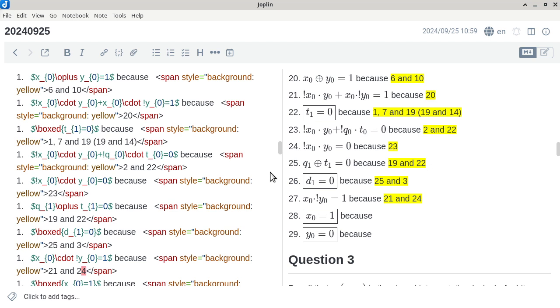Yep? Could you also say 24 and 20? 24 is this one, and then 20 is this one. Let me see. So there are two ways for x0 exclusive OR with y0 to be a 1. So it's either 0, 1 this way or 1, 0 that way. I'm not sure how you can make that argument. You mean this one, line 20 and line 24? Okay, let's try to figure that out, because I'd like to find it out.